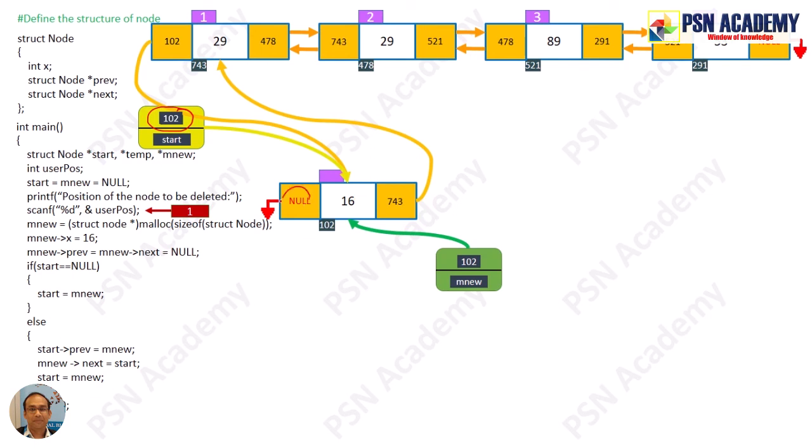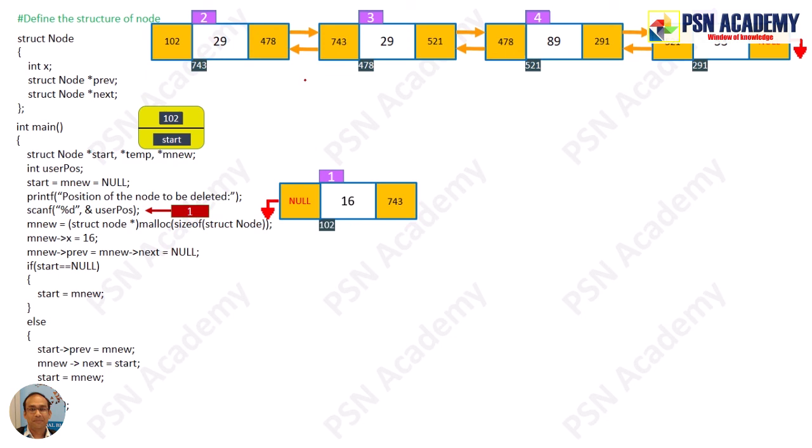102's PREV is null. 102's next is 743. That means this one. And 743's PREV is 102. That means this one. Is it all right?